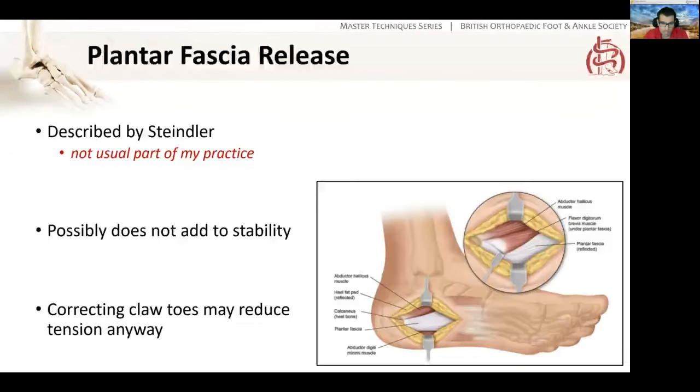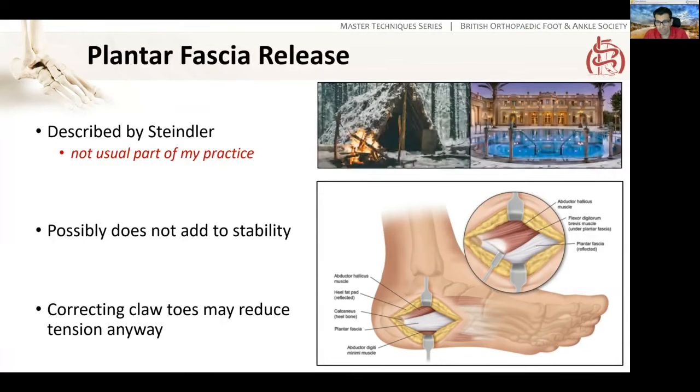Plantar fascia releases, that's not a usual part of my practice. I only very rarely do it. I don't think it necessarily adds to the stability. And when I do the claw toes, it reduces the tension anyway. Often if I'm faced with someone who needs a plantar fascia release, I'm going to do a wedge tarsectomy or something with them anyway. And I detension the plantar fascia through there, so I don't defunction the plantar fascia.